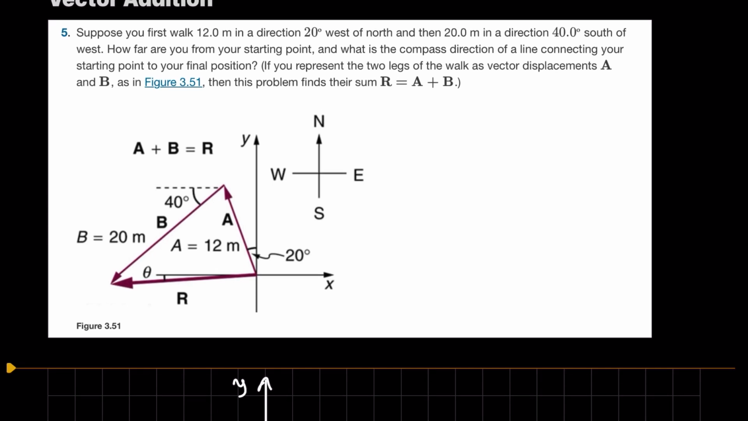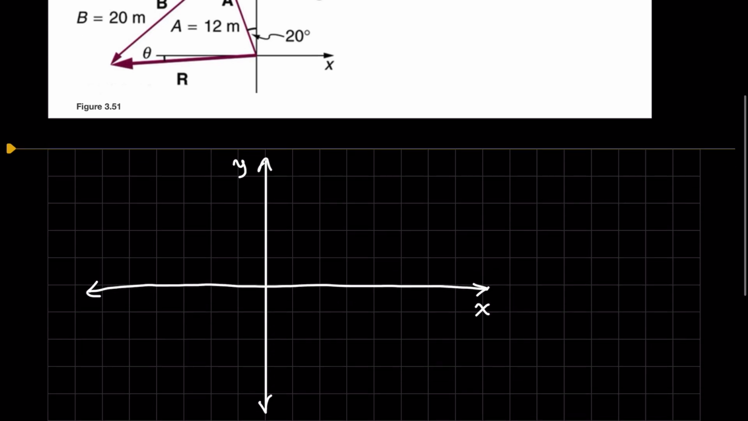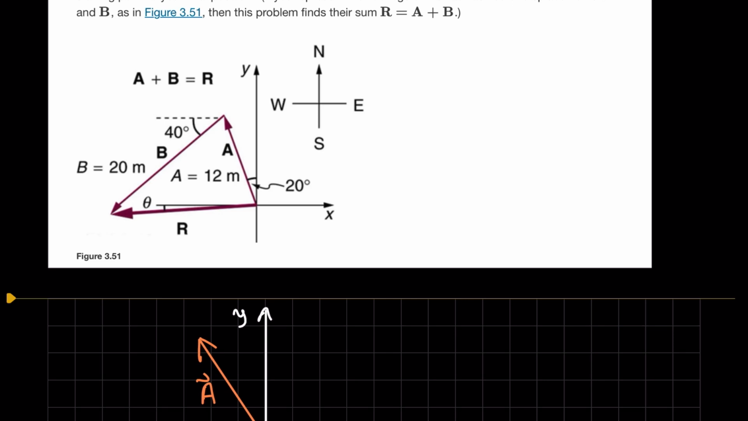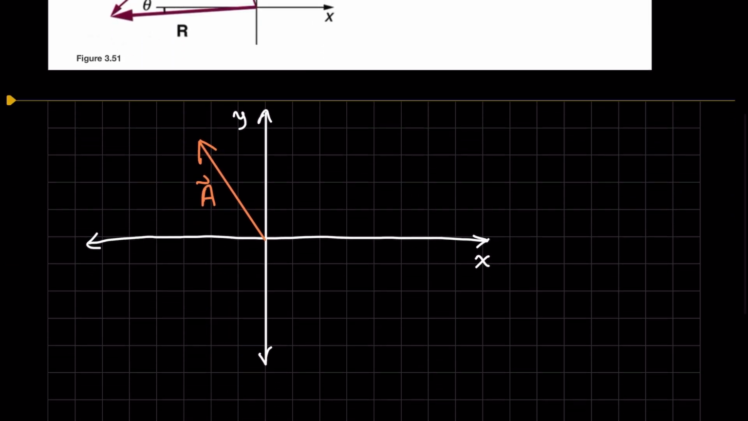So here's our coordinate system, and what I'm going to do is just look at the first vector, A, and just draw that only. So vector A looks like that. I'm just translating what I have in the problem diagram into my own diagram, and I can put in the angle, which is 20 degrees, and they also tell me the magnitude of this vector is 12 meters.